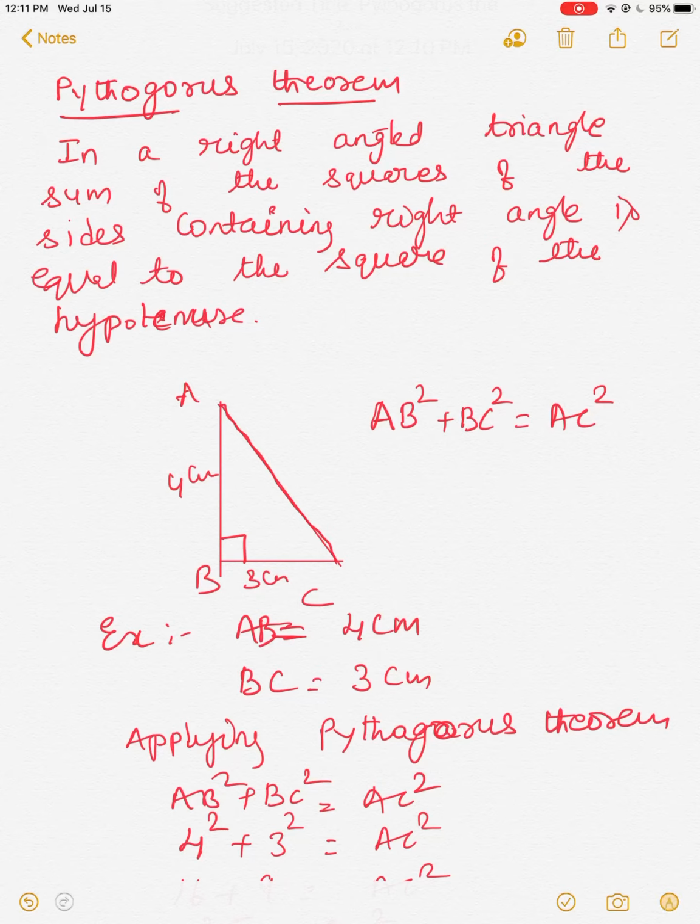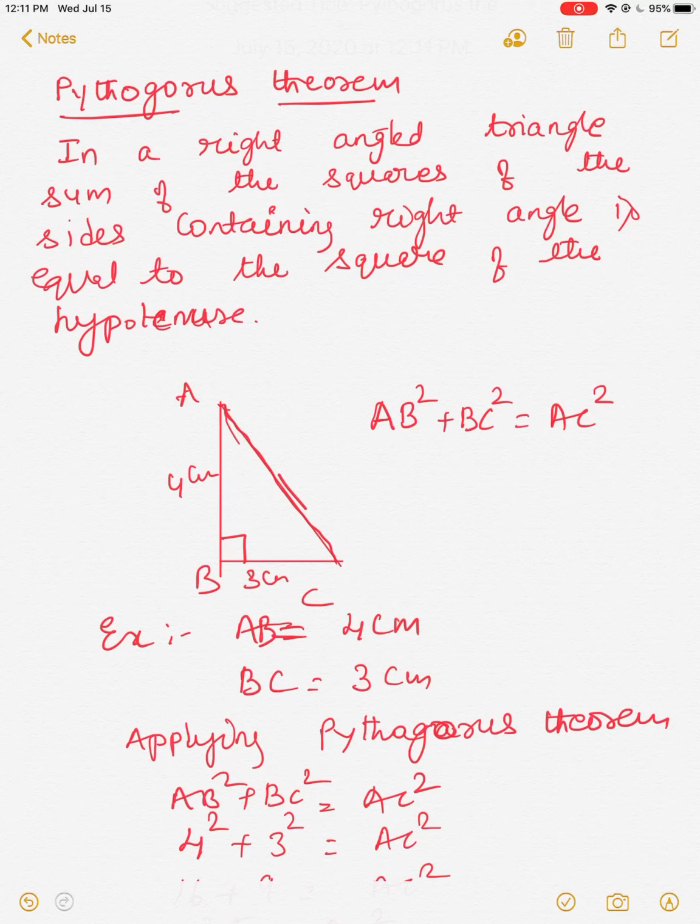Supposing this is the right angle triangle ABC. AB and BC are the sides. This slanting side is called the hypotenuse. This AC is called hypotenuse. जैसे सीढ़ियाँ जैसे रखते हैं ना, ऐसे स्लैंटिंग हो तो उसको हाइपोटेनस बोलते हैं.